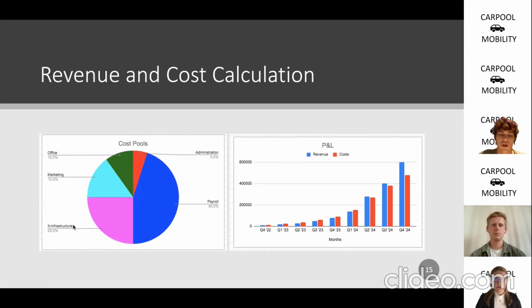Next, we have IT infrastructure, which are the costs that have to do with developing the app and the website. And next, we have marketing, which is about advertising the company through Instagram or any social media and anything that has to do with promoting the company. On the right, we can see a profit and loss, where we estimated how much our costs are going to be each month and when we would start to make revenues. And so we estimated that in around the second quarter of 2024, we would start to see some profits, and that's when we start to break even.